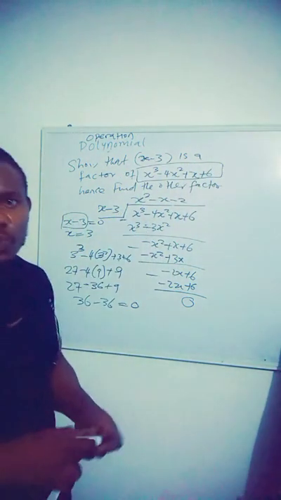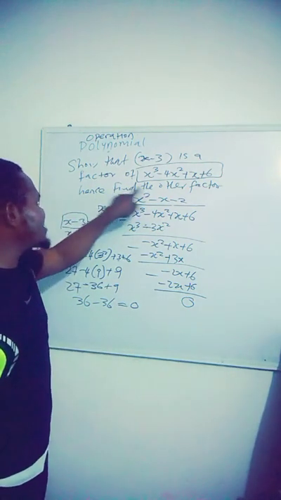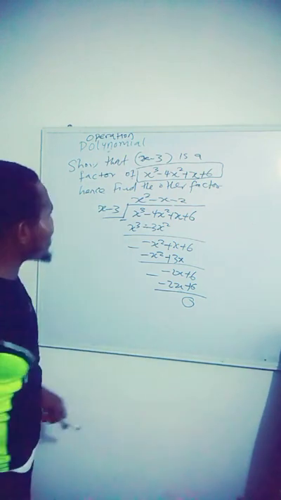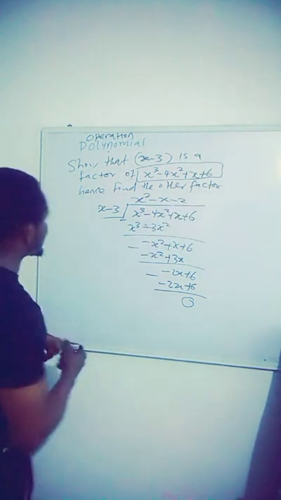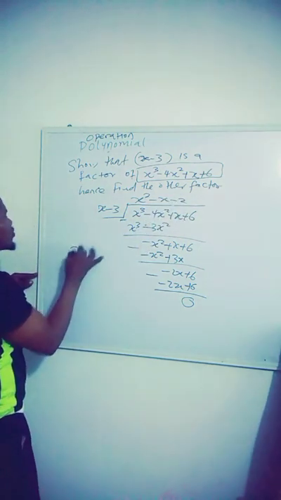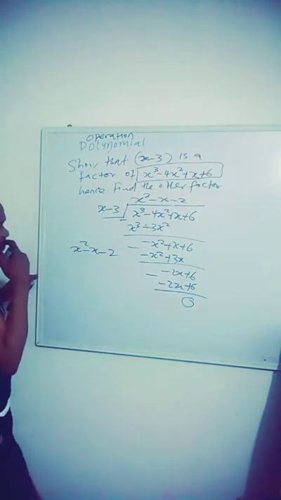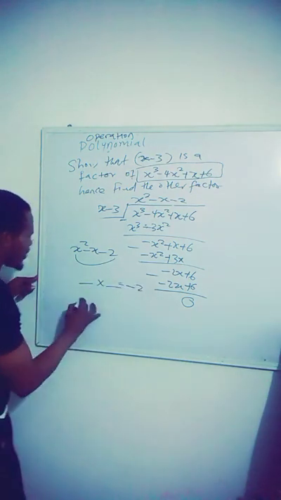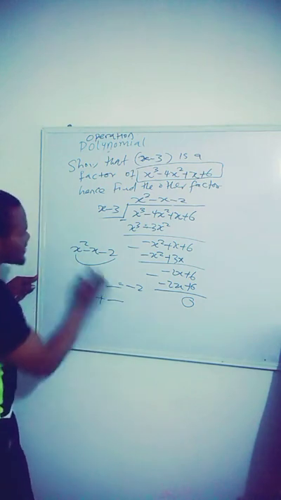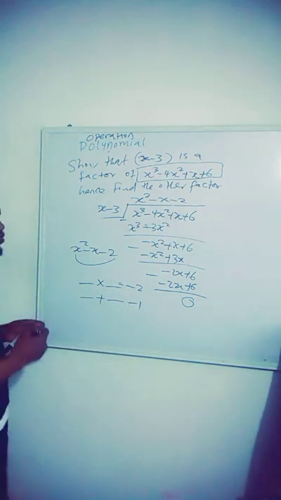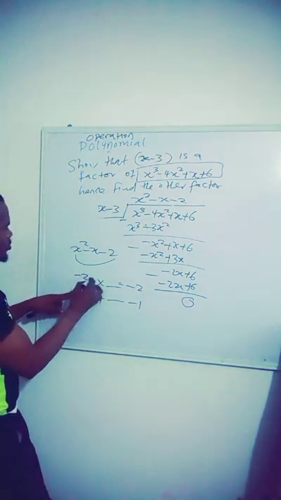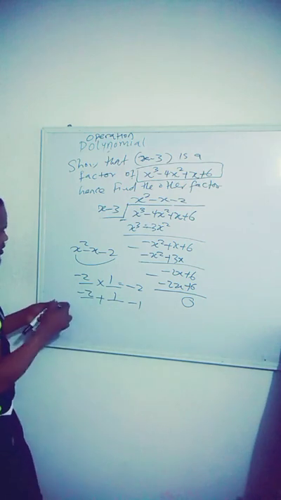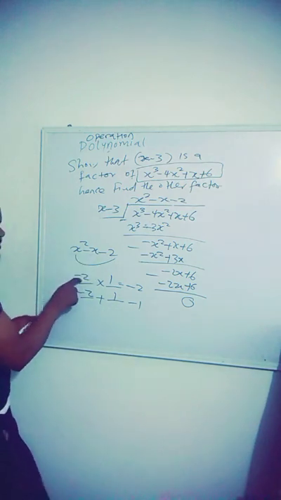You got the flow. So the question now moves further by saying, hence, find the other factor. The other factor is our result here. So you now have x squared minus x minus 2. You need to find two numbers that when you multiply them, you get minus 2, and when you add them, you get minus 1. Minus 2 times 1 gives you minus 2. Minus 2 plus 1 gives you minus 1. So we are going to split this by minus 2 and 1.